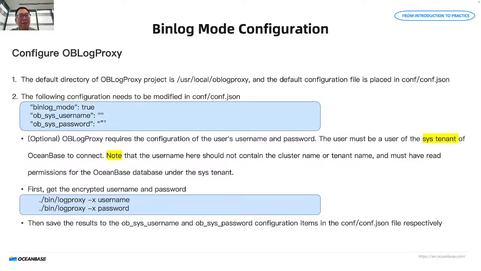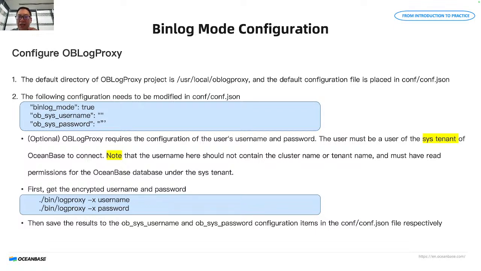The next step is to configure our OB log proxy. First of all, the default directory of the OB log proxy project is /usr/local/oblogproxy, and the default configuration is placed in the config.json file. The second step is to modify the configuration in the config.json file. The modification of the username and password is optional.